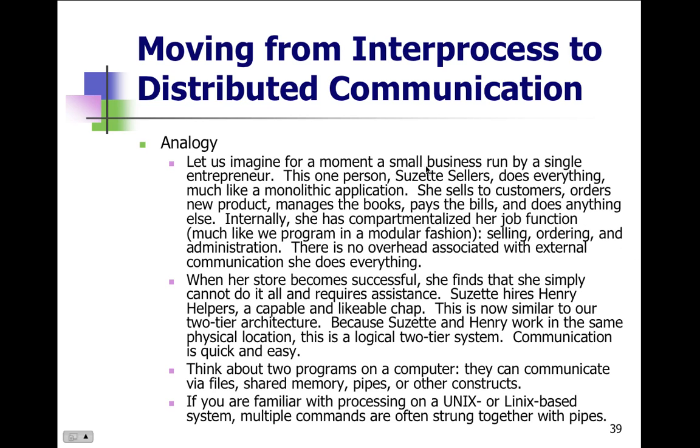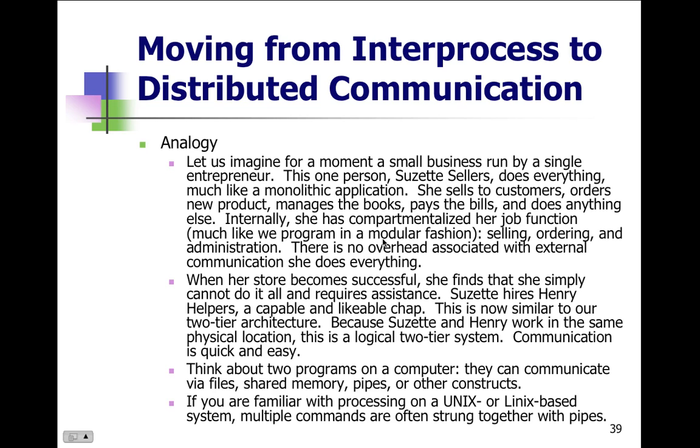So let's imagine for a moment we have a small business, a single entrepreneur running a small business. This one person, Suzette, who's the seller, does everything in one application. She sells, takes customer orders, adds new products, manages books, pays bills, does everything internally. She has compartmentalized her job functions. So unfortunately, selling and ordering and administrating is all done together in a monolith.